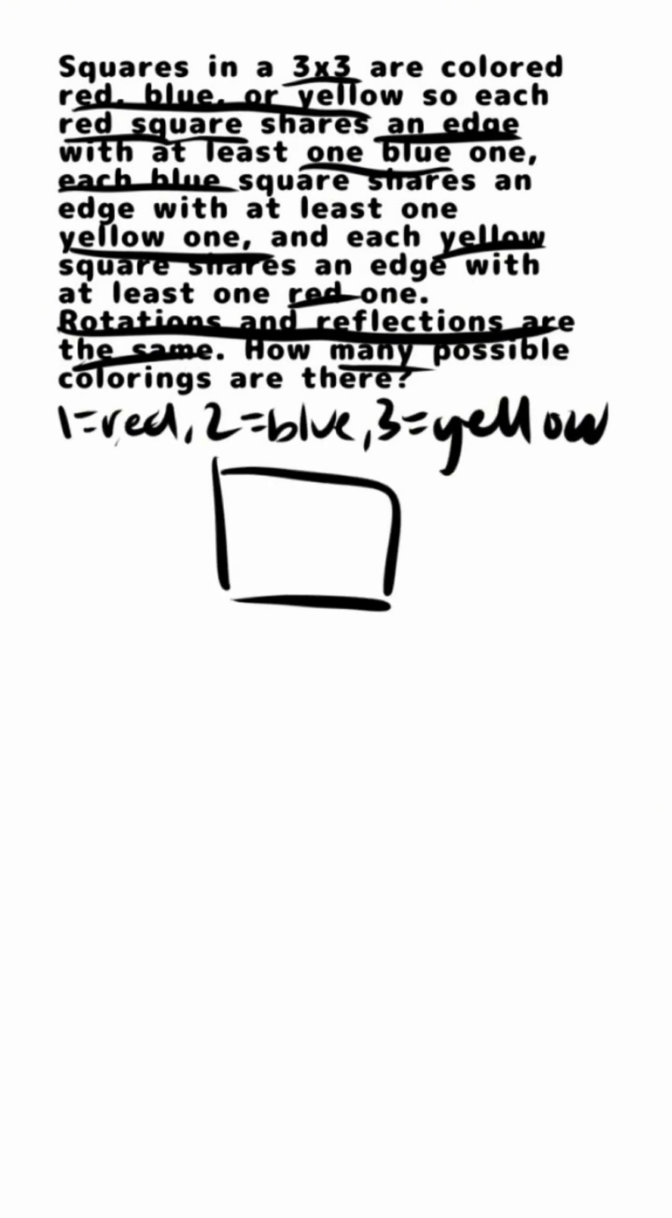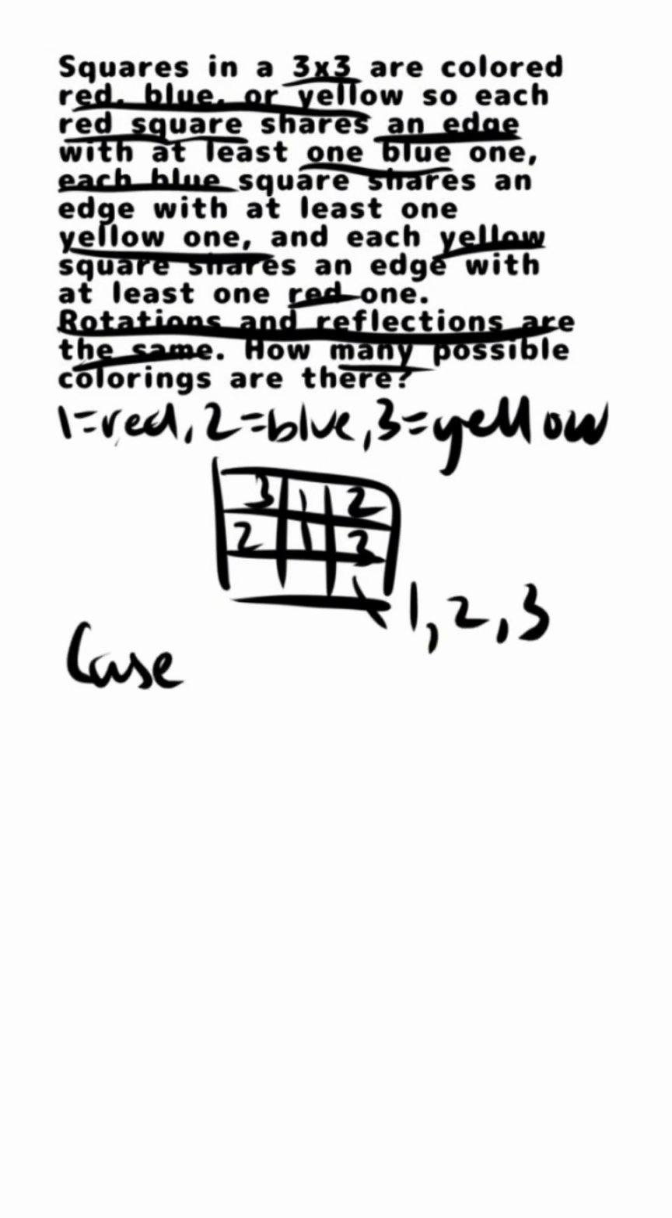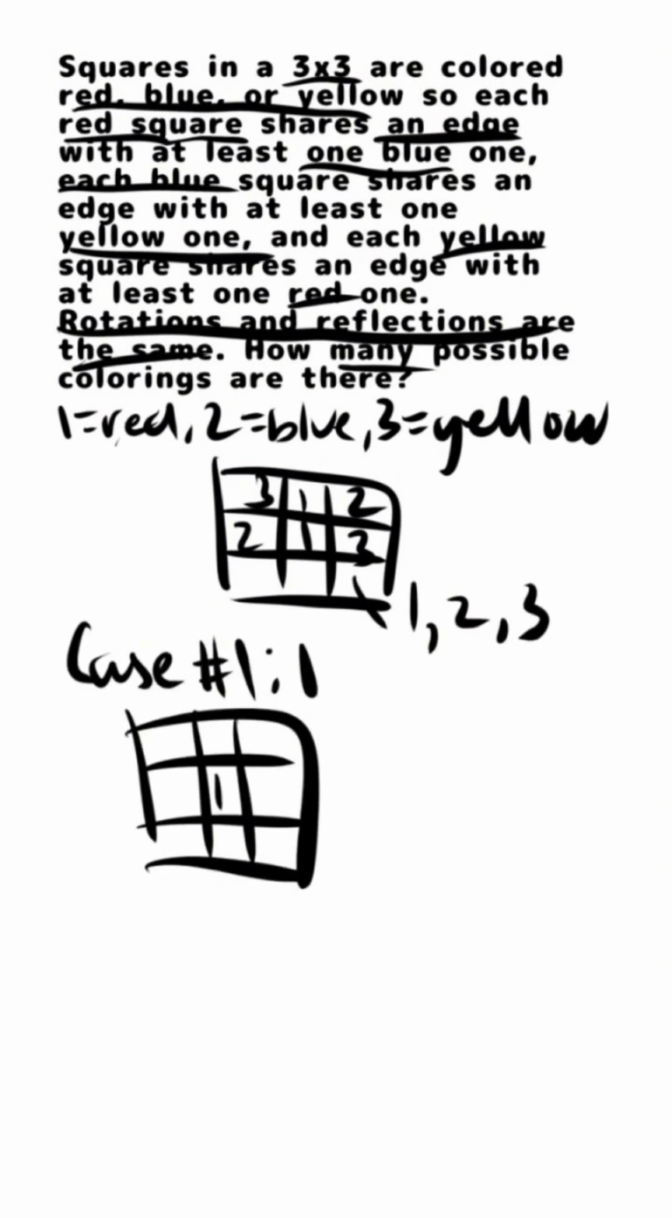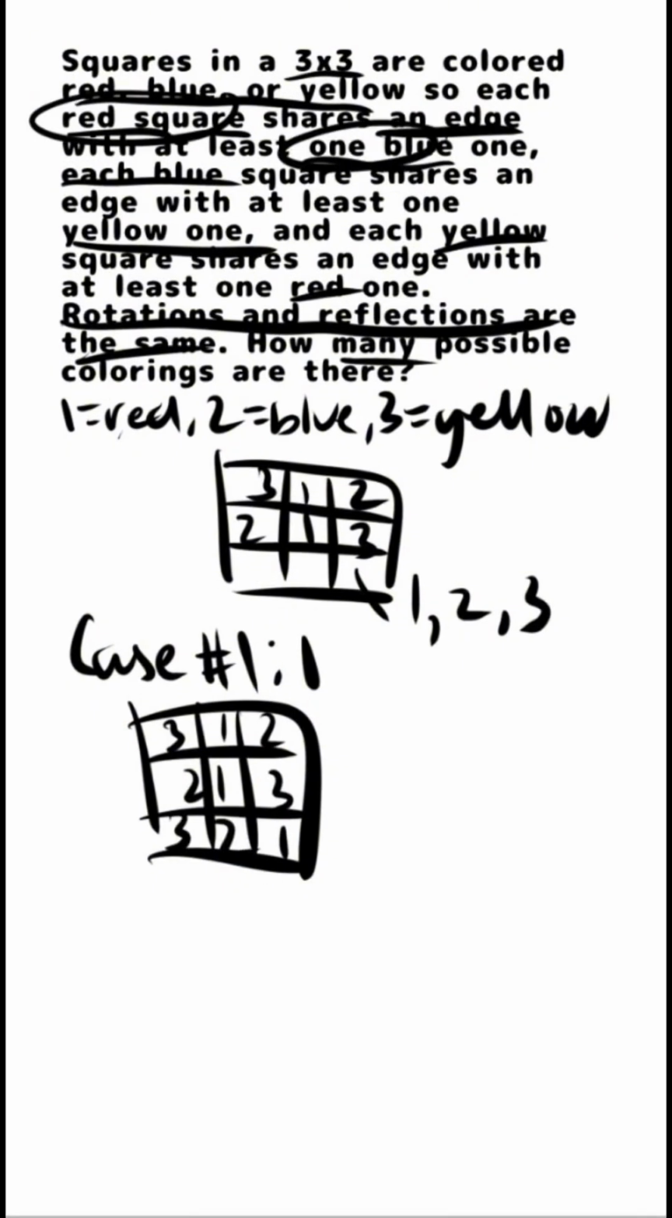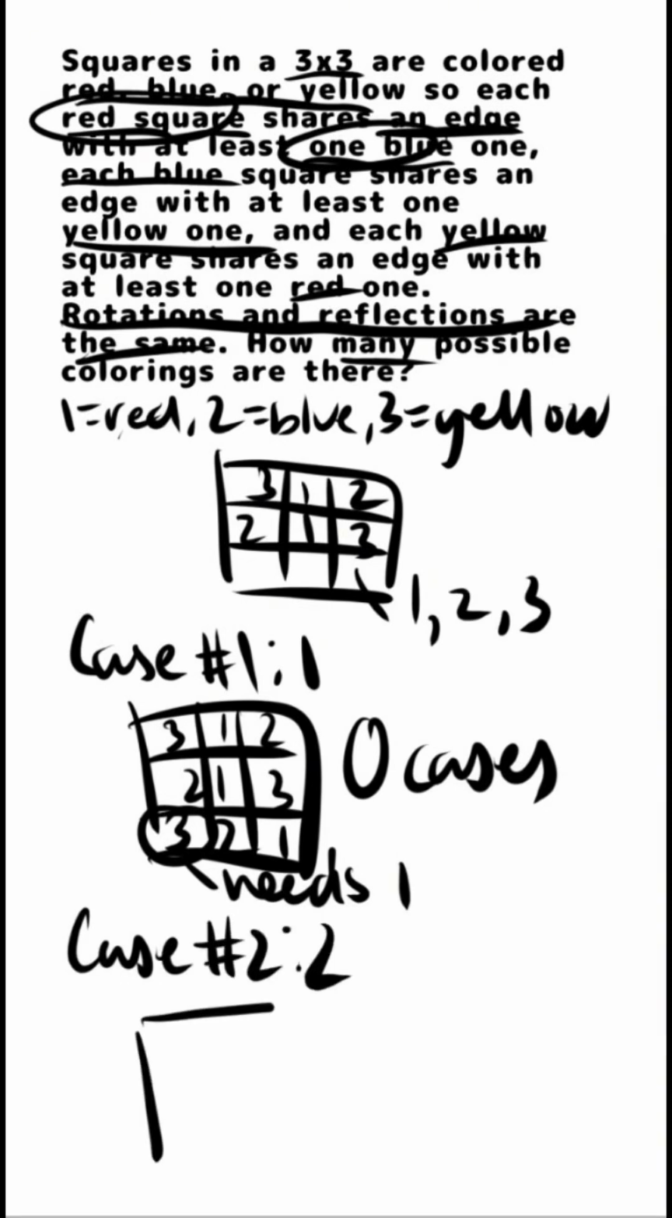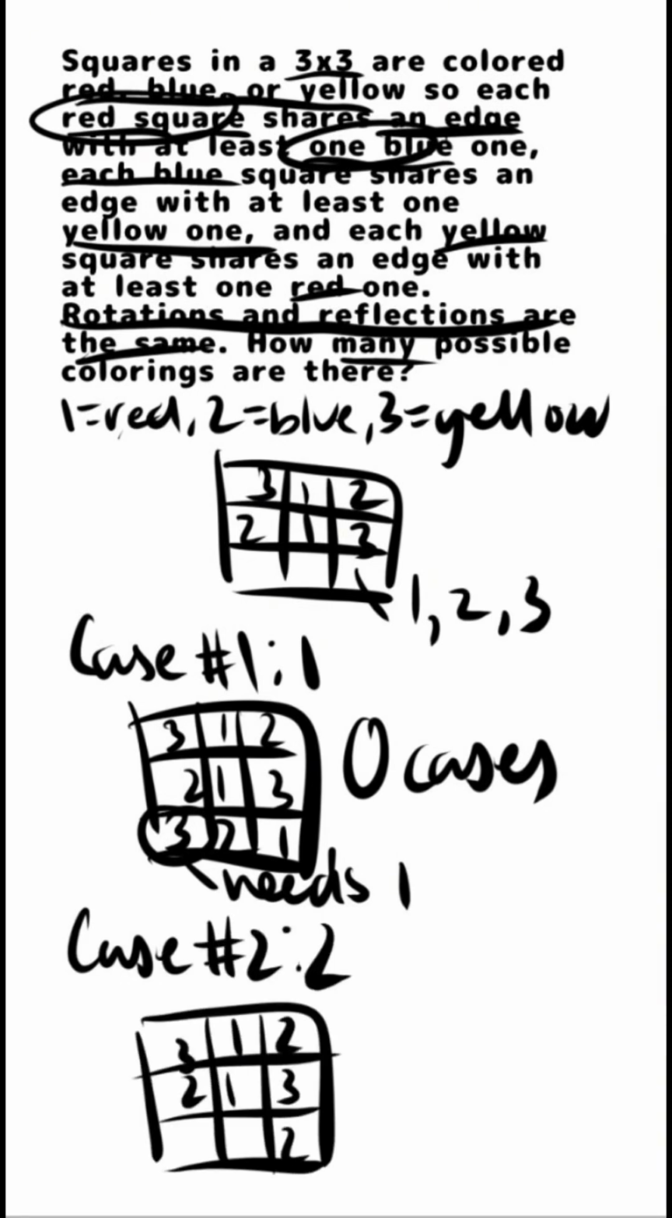Without the loss of generality, let the center of the square be 1, and based on the edge conditions, we have the configuration as shown. Then the bottom right corner can be any color, and we'll do casework based on this. If it's 1, the middle bottom must be 2, then the left corner has to be 3, but this has to share an edge with a 1, but since it isn't, there are 0 cases for this. If it's 2 on the right corner, the middle bottom can be 1, then the left corner can be 1 or 3, which is 2 cases.